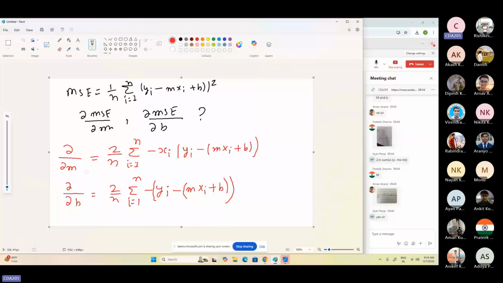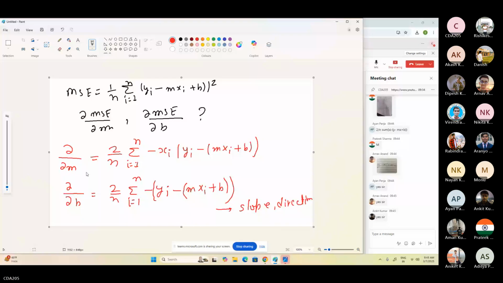Are you clear with this? So this partial differentiation, what is this? ये जो partial differentiation है, ये हमें क्या दे रहा है? ये हमें स्लोप दे रहा है, जो कि हमें डायरेक्शंस दे रहा है. और लर्निंग रेट जो है, व्हेन वी टॉक अबाउट द लर्निंग रेट, इट गिव्स यू द स्टेप्स. Okay, so we will see this.